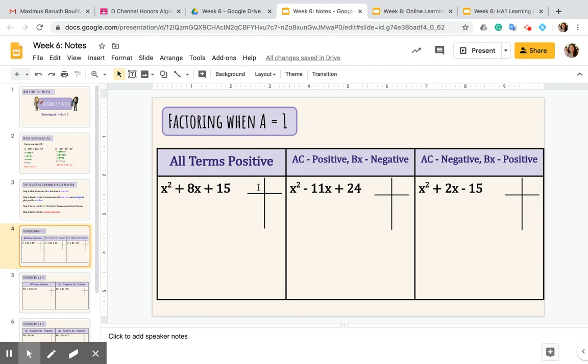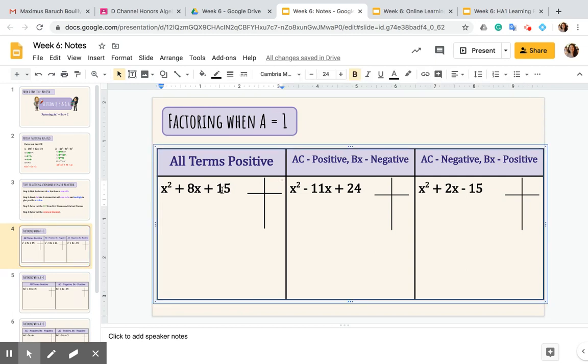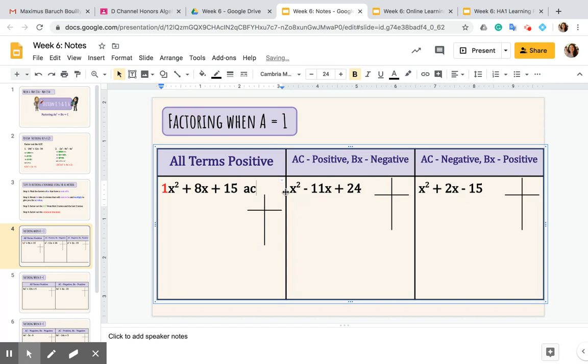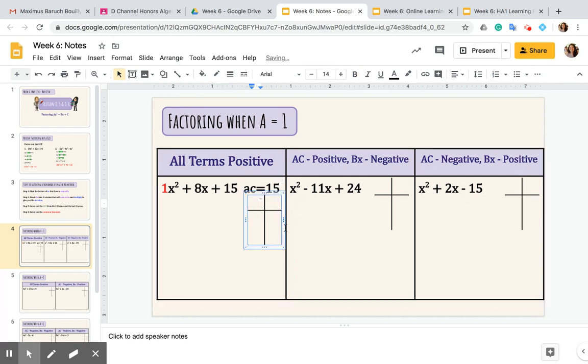Okay, so step 1, find factors of AC that have a sum of b. Well, we have to find the AC value, don't we? The AC value here, A is 1. Remember, if there's nothing in front of that, it's a 1. A is 1, C is 15. So my AC value here is going to be 1 times 15. So AC equals 15. I'm just going to put that there so I remember.